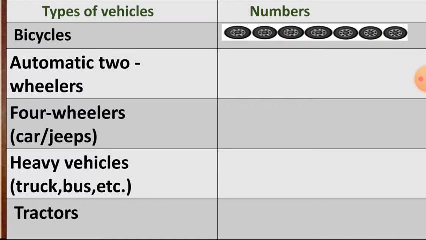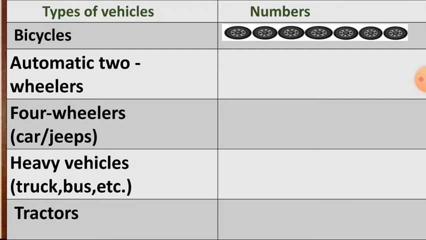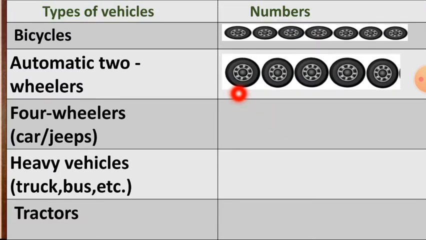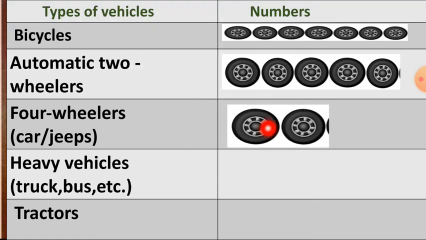Now how many automatic two-wheelers were there? 60. So 60 comes at what time in the 12 table? 5 times. So here we will take 5 wheels, or you can say you can draw 5 wheels. 1, 2, 3, 4 and 5. How many four-wheelers were there? 24. So here we will draw 2 wheels because in the 12 table 24 comes at 2 times.